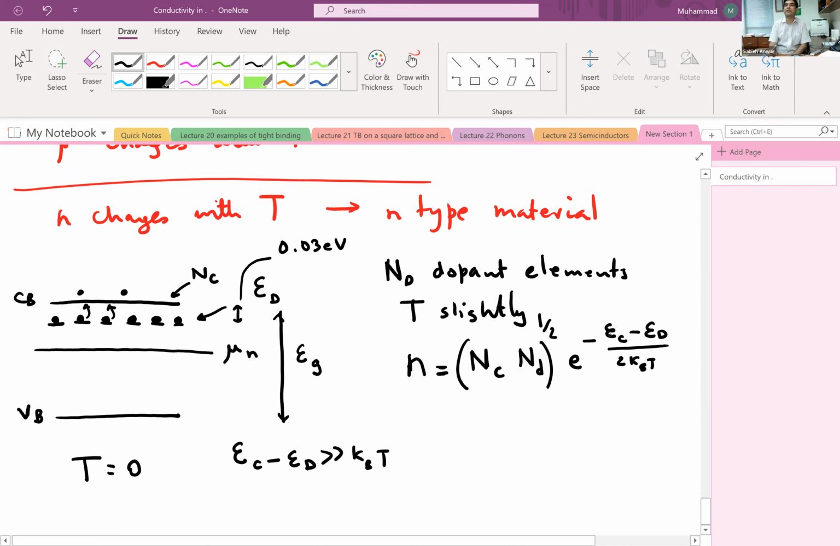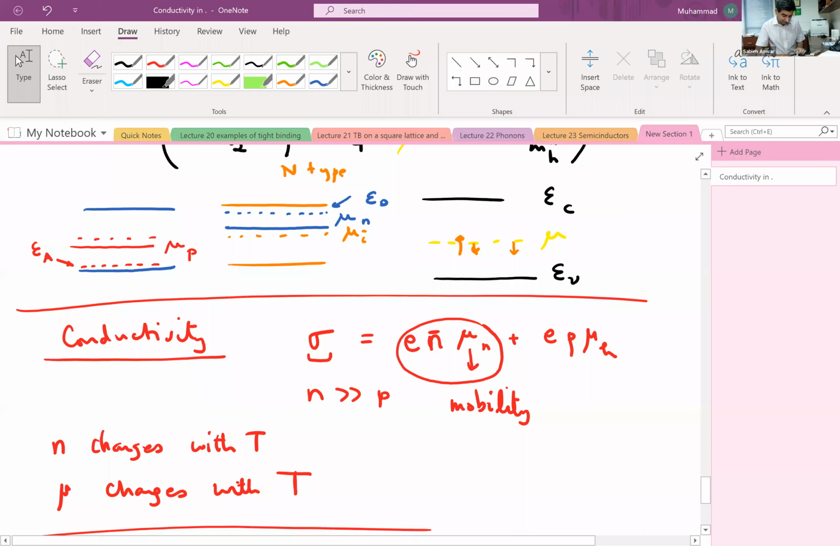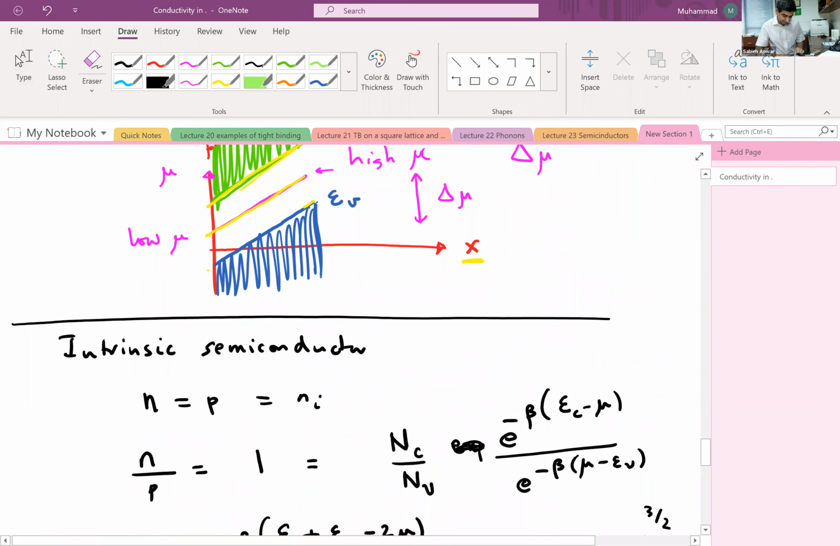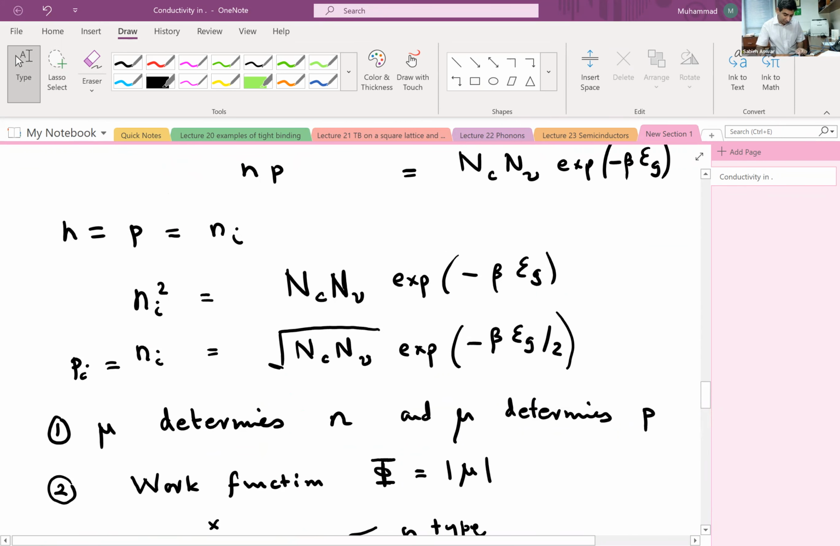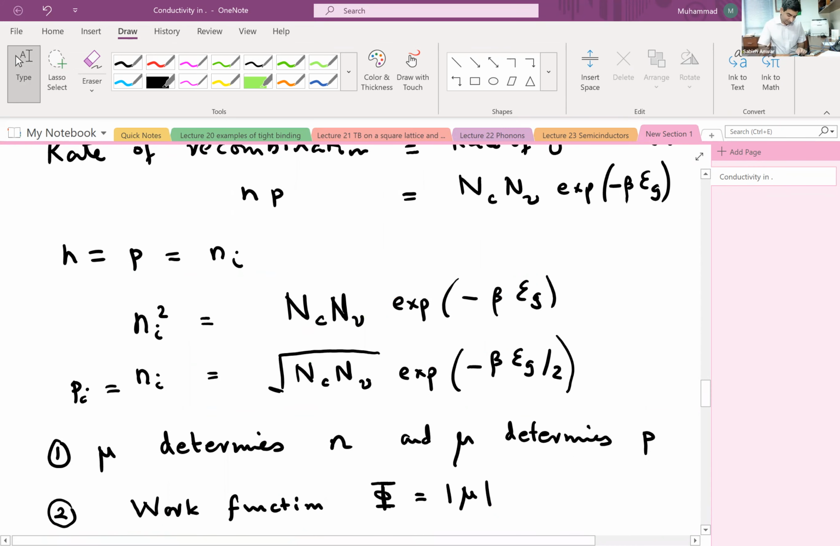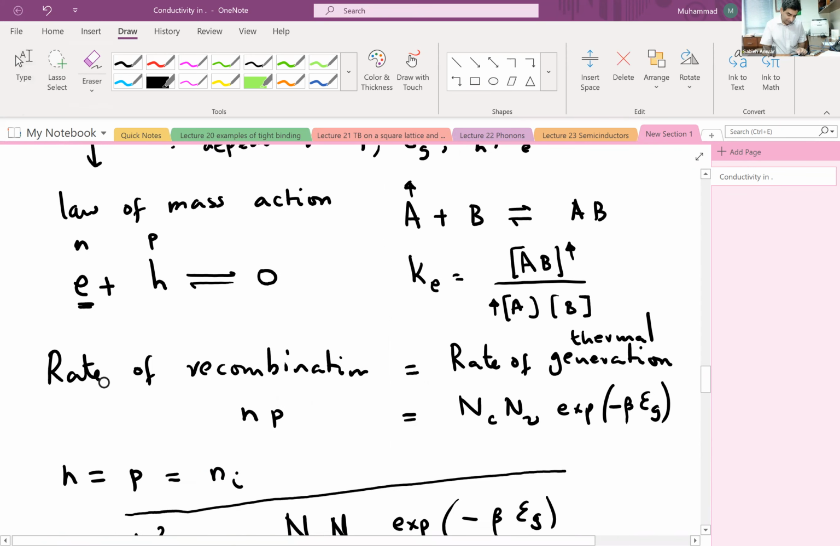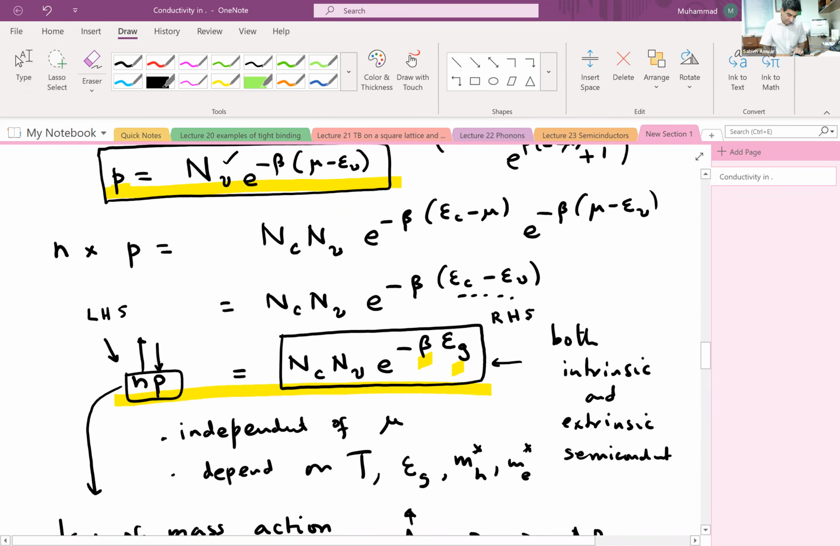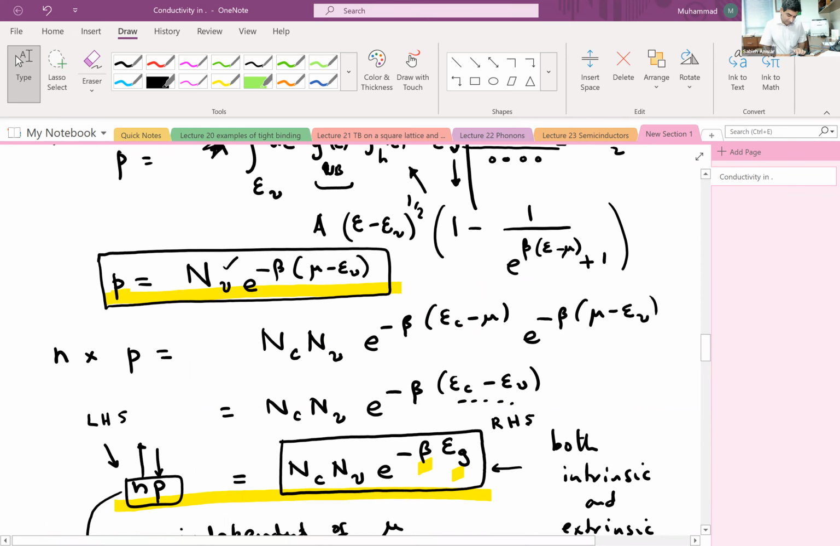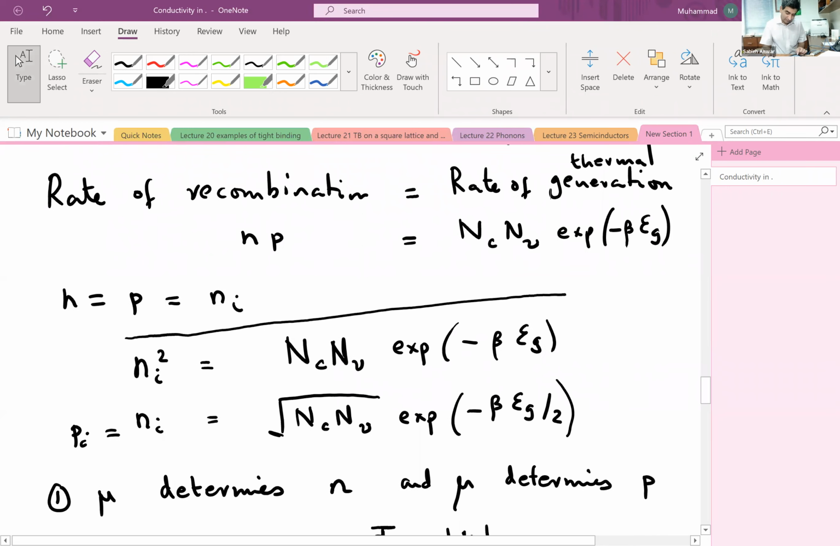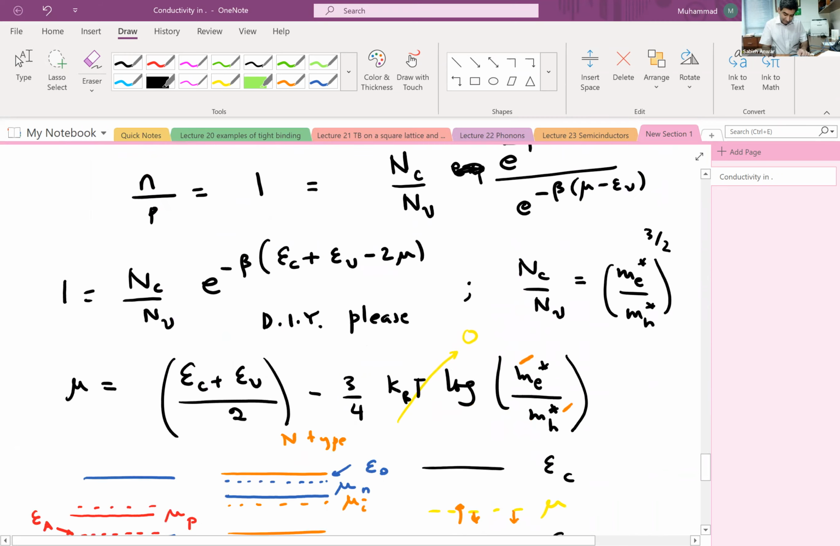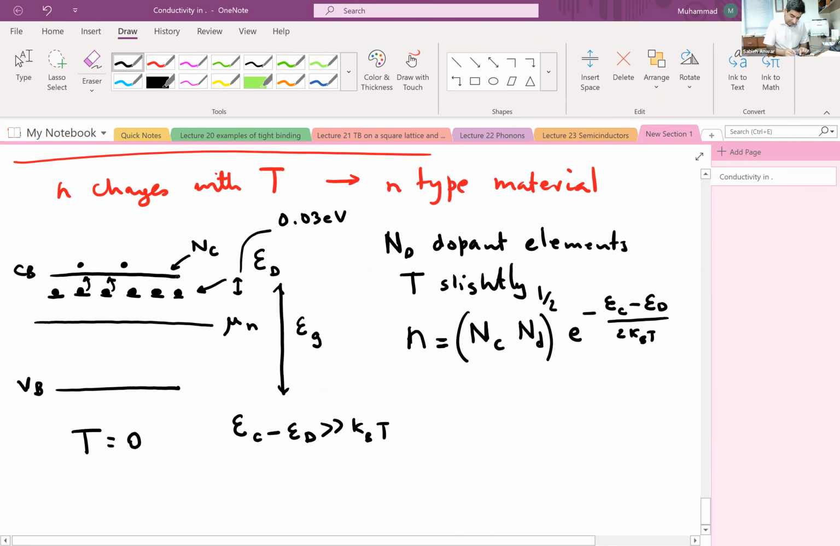Right? So this comes from the law of mass action. So if you look at the law of mass action, if you look at this relationship here, what I'm doing is I'm replacing NC, the effective density of states at the conduction band, and instead of NV, I now have ND, which is the effective density of states at the donor energy level.